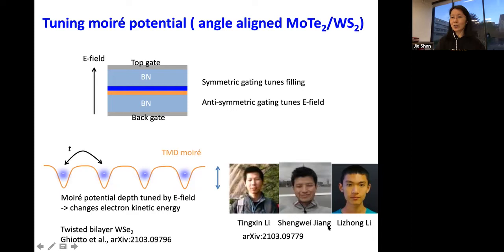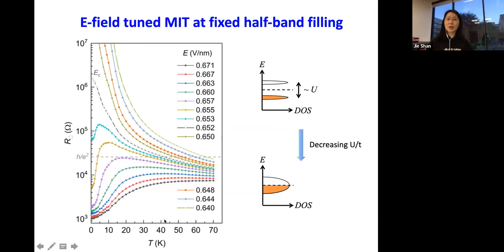Oh, I should also mention that there is a similar work from Pasupati's group at Columbia. They look at the twisted bilayer WSe2. It's in this archive. So here's the result. We measured the four-point transport property as a function of temperature at 300 millikelvin while we're changing the vertical electrical field.